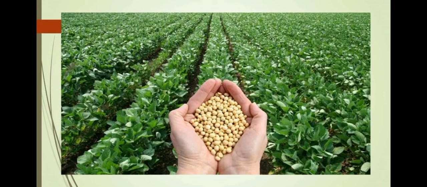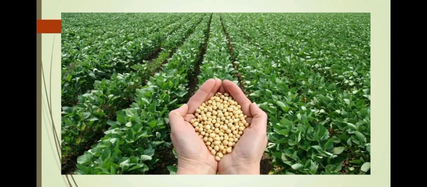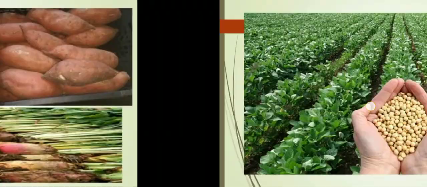Soya beans. It is raised in the same area where maize is grown. It is used for extraction of edible oil.